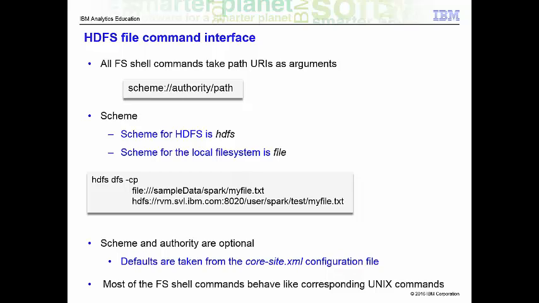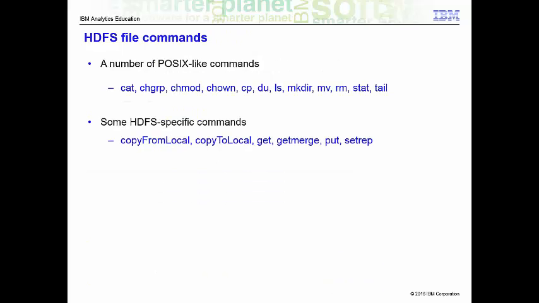The scheme and the authority do not always need to be specified. Instead, you may rely on their default values. These defaults can be overridden by specifying them in a file named core-site.xml in the conf directory of your Hadoop installation.